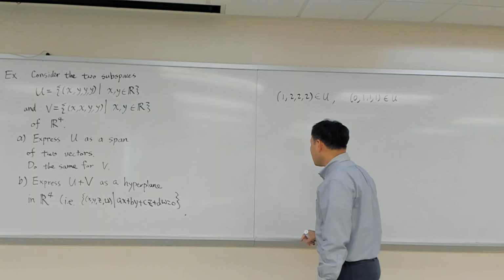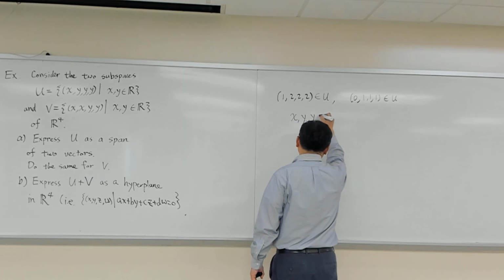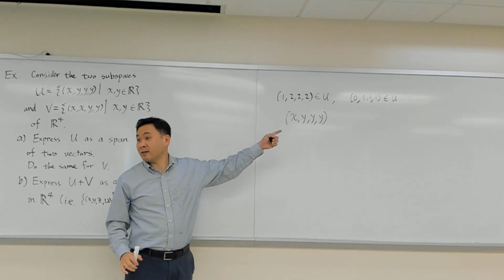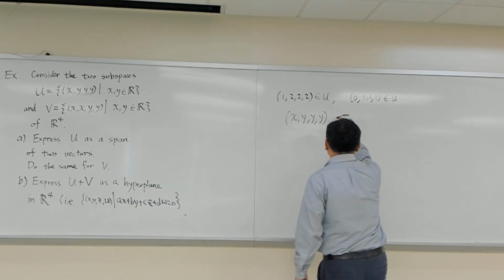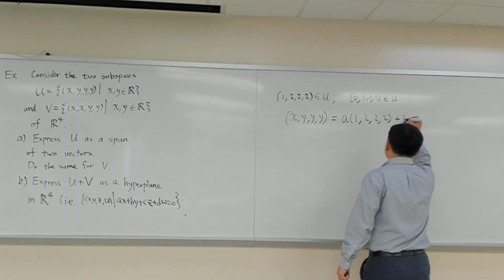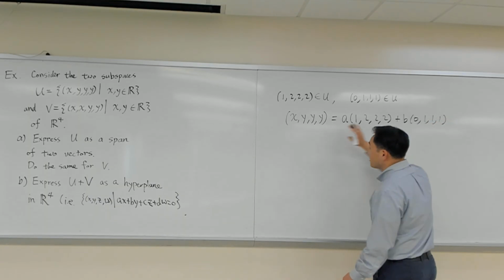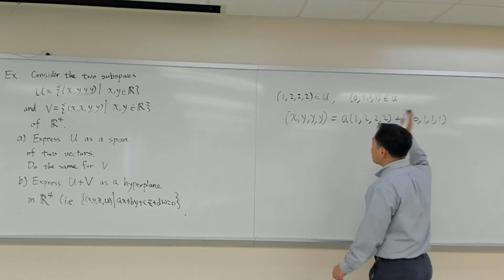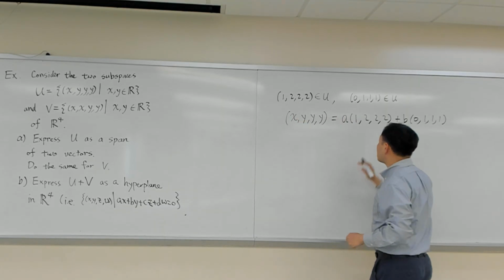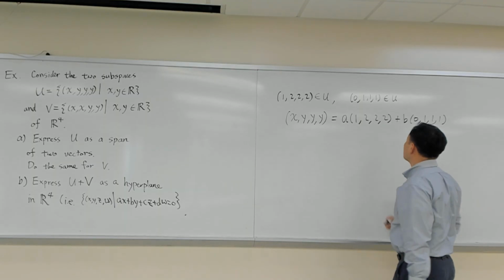So that means any vector that belongs to U must look like x, y, y, y, right? And we should be able to find A times 1, 2, 2, 2 plus B times 0, 1, 1, 1, where this represents this other one. If that's true, that means that U is going to be the span of this and this. Because what is a span? Span is a collection of all the possible linear combinations, right? So that's what's going to happen.